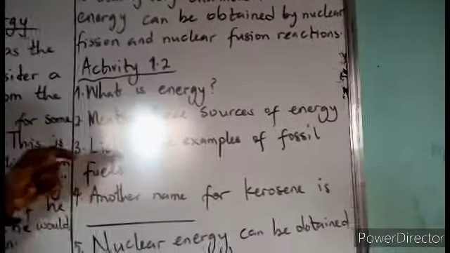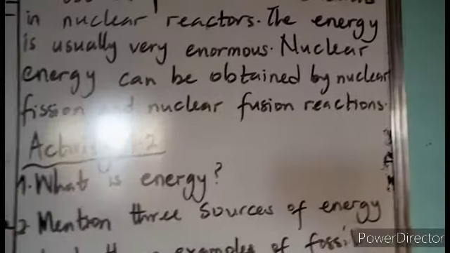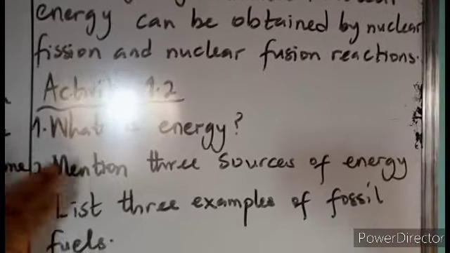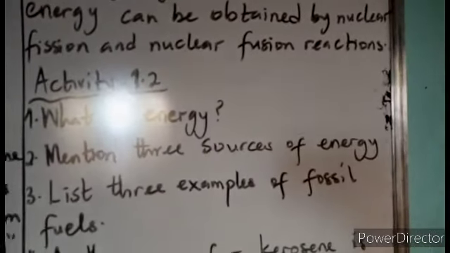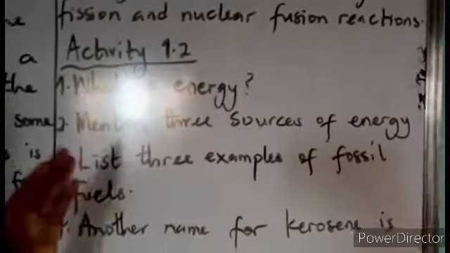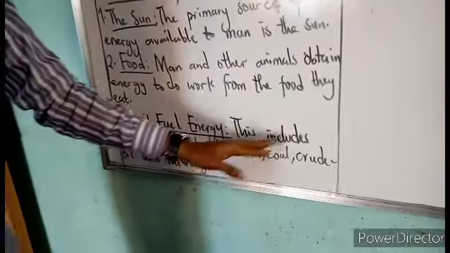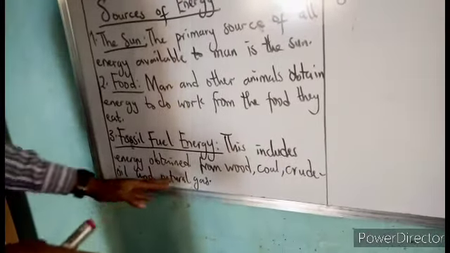I will leave you with the following questions to handle on your own. The first question says, what is energy? Energy is the ability to do work. Mention 3 sources of energy. I gave you 4. Mention 3. Don't explain, just mention. Now, list 3 examples of fossil fuels. I gave you almost 4. I said wood, coal, crude oil, natural gas.